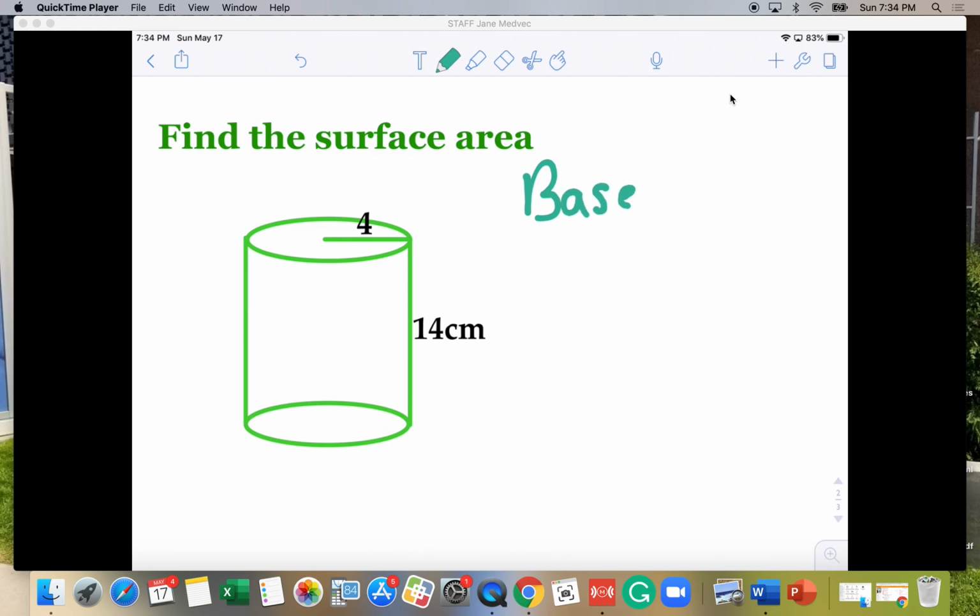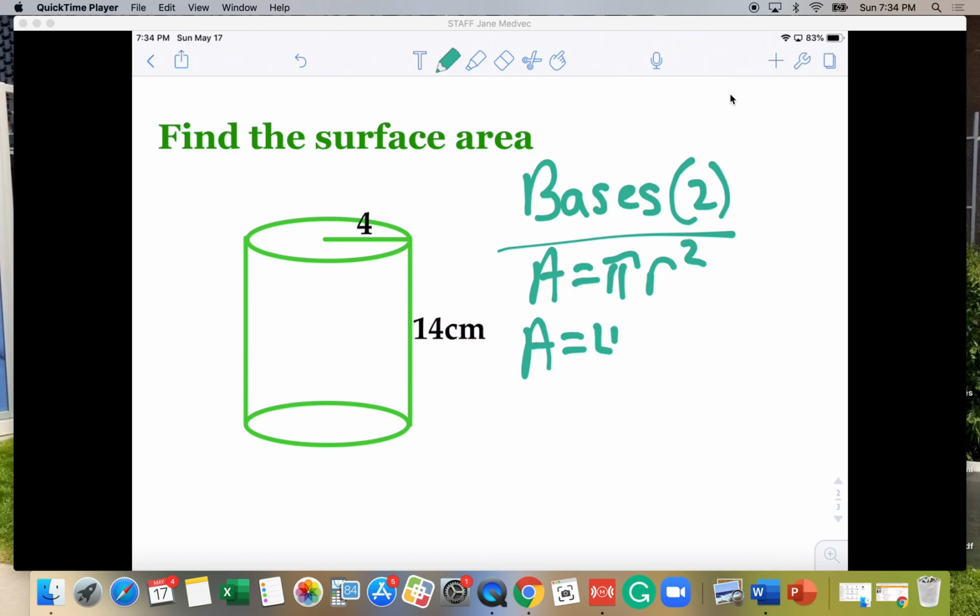So the bases, first of all, there are two of them. They are circles. So area equals pi r squared. Area equals pi times 4 squared. And so my area is 16 pi.